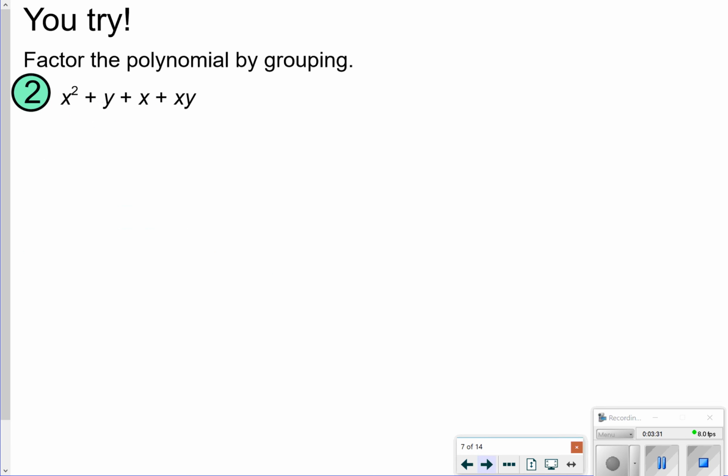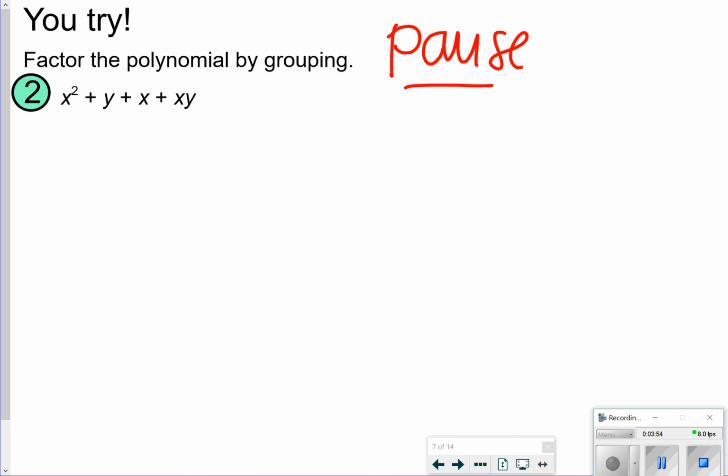So here's one that you get to try. Again, you might need to switch some stuff around to make sure that they have something in common. Once you find the 2 pairs that have something in common, go ahead and factor out that common factor, the greatest one, and then try to figure out what your binomials will look like. Let's go ahead and pause the video here so you could try it by yourself. And once you're done, click play to check your work.